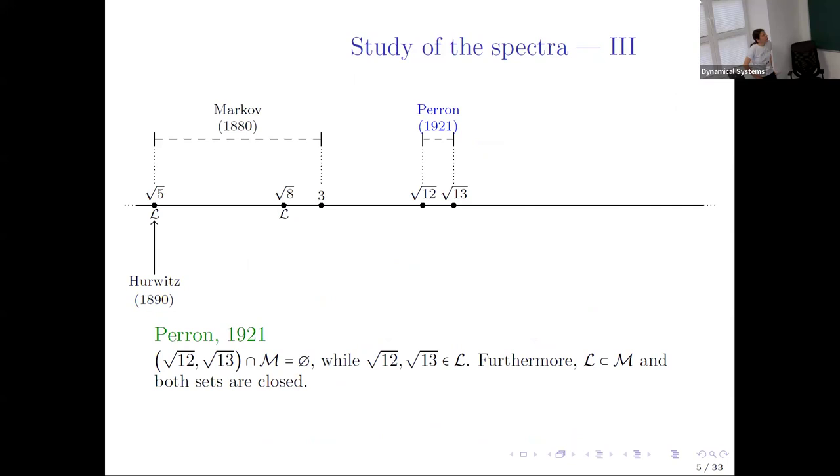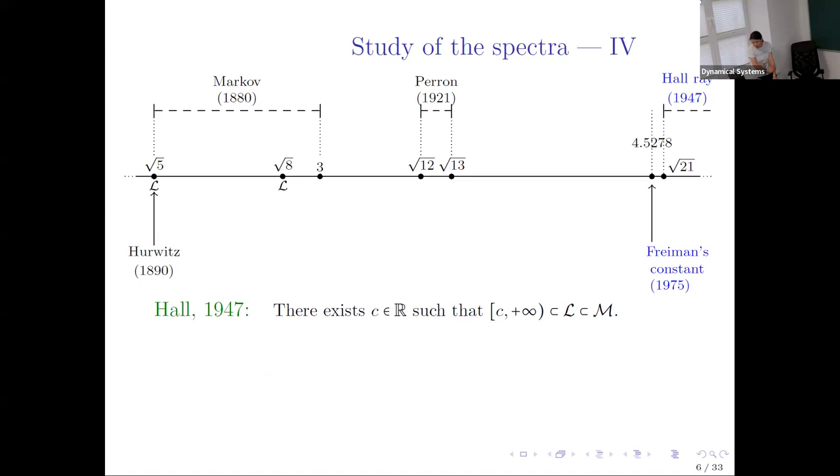So the first result, by Perron, using his definition exactly, Perron proved that there are no Markov or Lagrange numbers in the interval from square root of 12 to square root of 13, and that both sets are indeed closed sets. Hall in 1947 found out that in fact there is some number, so that the entire semi-axis belongs to the Markov spectrum. The number that features there is called the Hall constant. And all that was known at that time was that this number is smaller than the square root of 21.